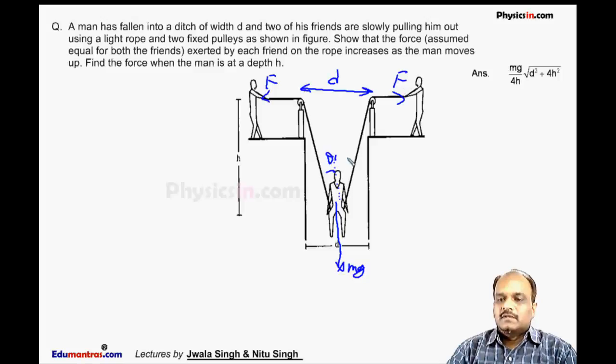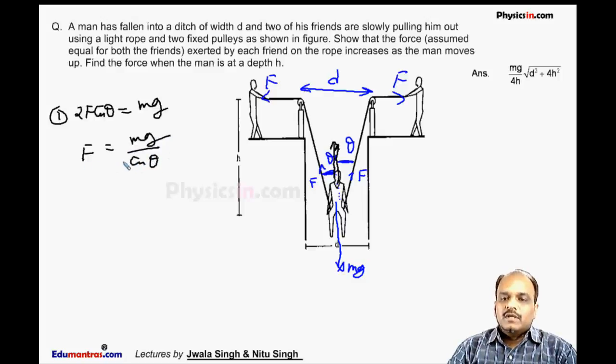Let this angle be theta. This is also F, and this angle is also theta. So for vertical equilibrium, the projection of each force is F cos theta. The component of these two forces, 2F cos theta, is equal to mg. So F is equal to mg by 2 cos theta.